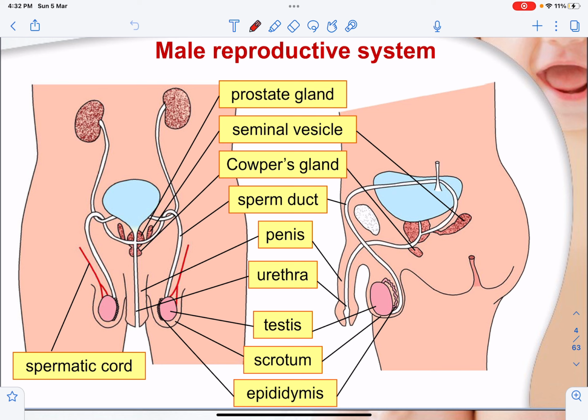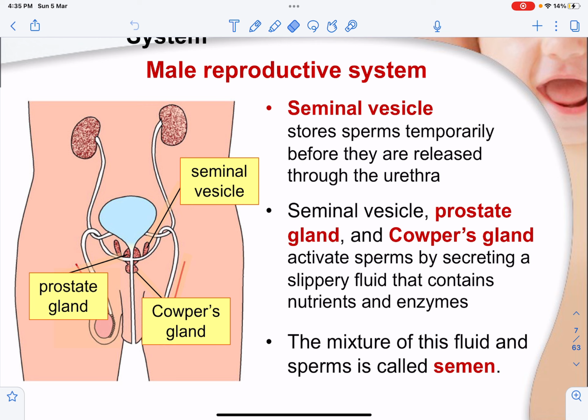For the male reproductive system, the seminal vesicles help to store sperm temporarily before they are released through the urethra. The seminal vesicles, together with your prostate gland and Cowper's gland, help to activate sperm by secreting a slippery fluid that contains nutrients and enzymes. This mixture of the fluid and the sperm is what we call semen.